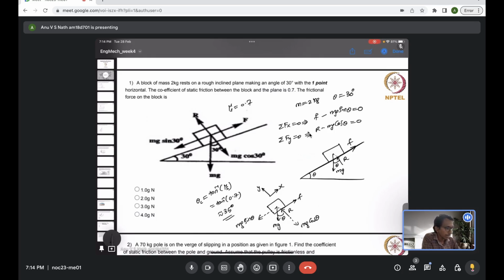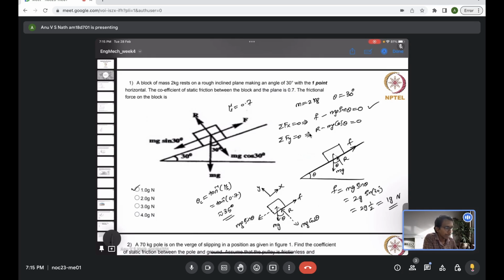Now we are asked to find only the frictional force, so we can only use the first equation, sigma Fx equal to 0. From that, the frictional force can be written as mg sin theta. So m is 2 kg, g is not substituted in the solution, so we will keep it like that, and sin of 30 degrees. Sin 30 is 1 by 2, so it's 2g times 1 by 2, so g Newton. So that is the answer. So option A will be the answer.